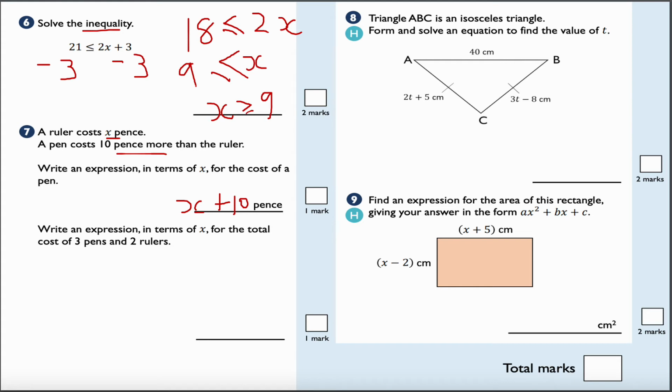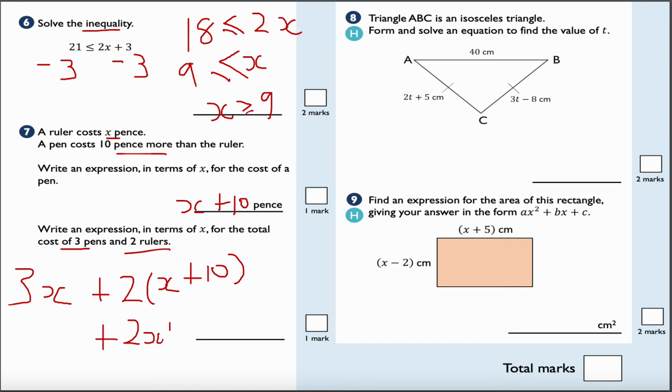The next one, write an expression in terms of x for the total cost of 3 pens and 2 rulers. Well, I'm going to have 3x plus 2 lots of x plus 10, because it's doubling that. Expanding this bracket, I get 2x plus 20. And then I've got the plus 3x to deal with. So collecting the like terms, 3x plus 2x is 5x. So the final answer is equal to 5x plus 20. That's my answer for that question.